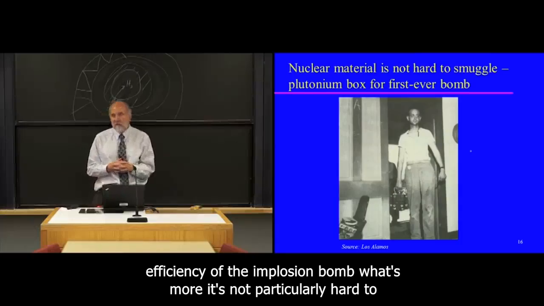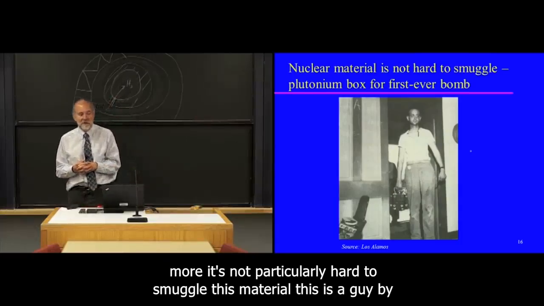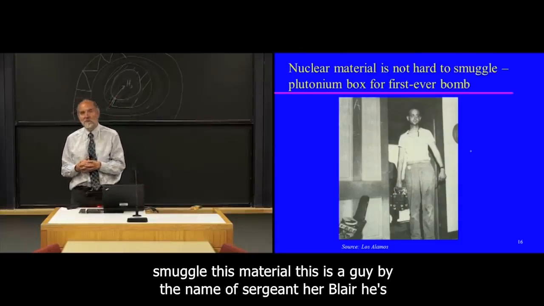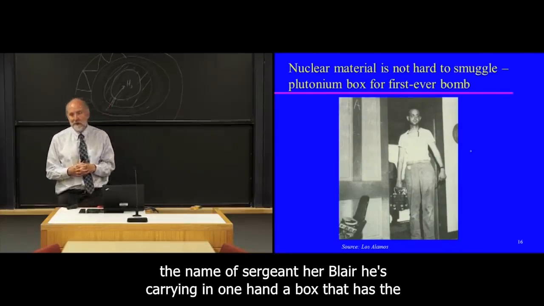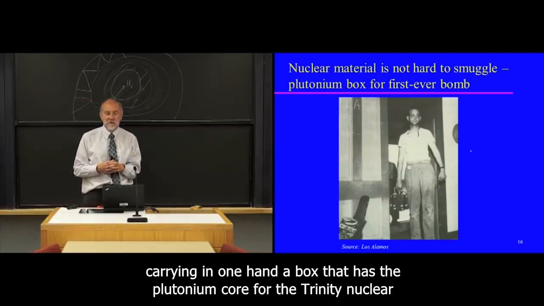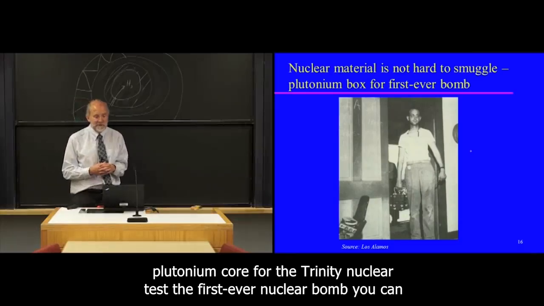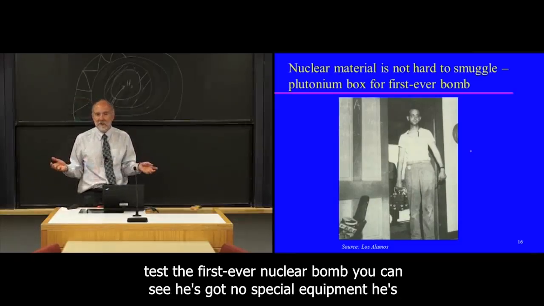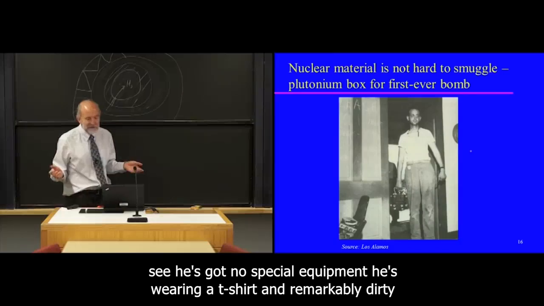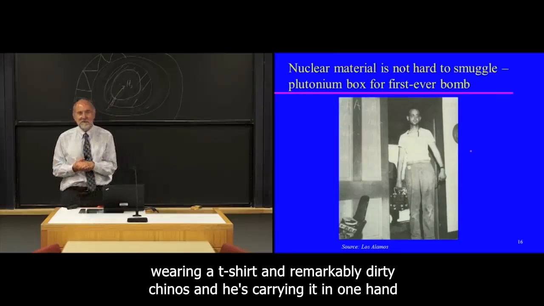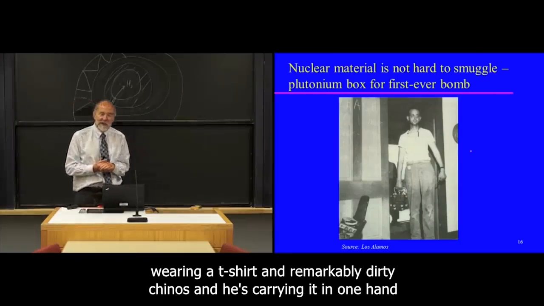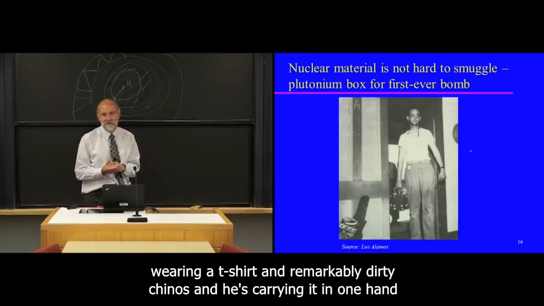What's more, it's not particularly hard to smuggle this material. This is a guy by the name of Sergeant Herb Blair. He's carrying in one hand a box that has the plutonium core for the Trinity nuclear test, the first ever nuclear bomb. You can see he's got no special equipment. He's wearing a t-shirt and remarkably dirty chinos. And he's carrying it in one hand.